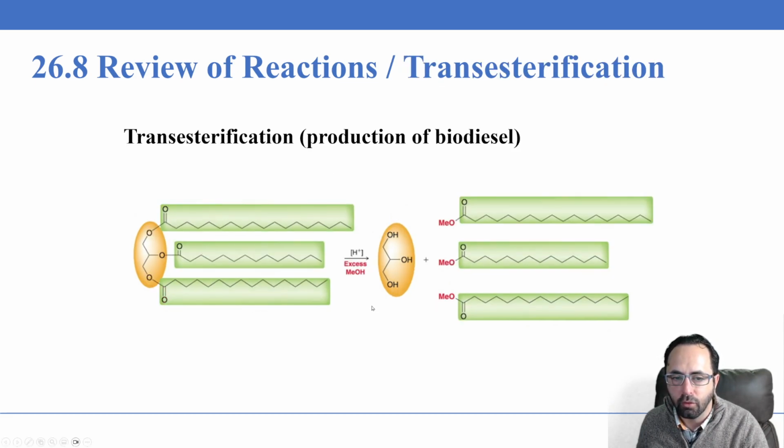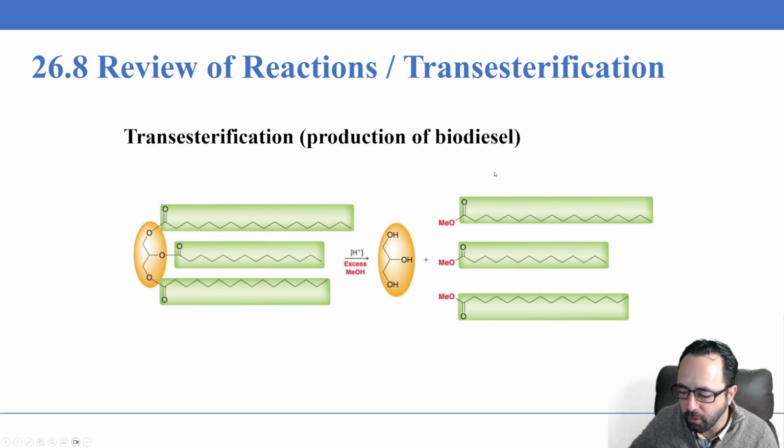And finally, we had transesterification of triglycerides, which is acid catalyzed to make the carbonyl a better electrophile, followed by a nucleophilic attack by the methanol, and then the loss of the remaining alcohol, the glycerol, and the production of the methyl esters, which are used for biodiesel. And so that's going to conclude the lipids chapter.